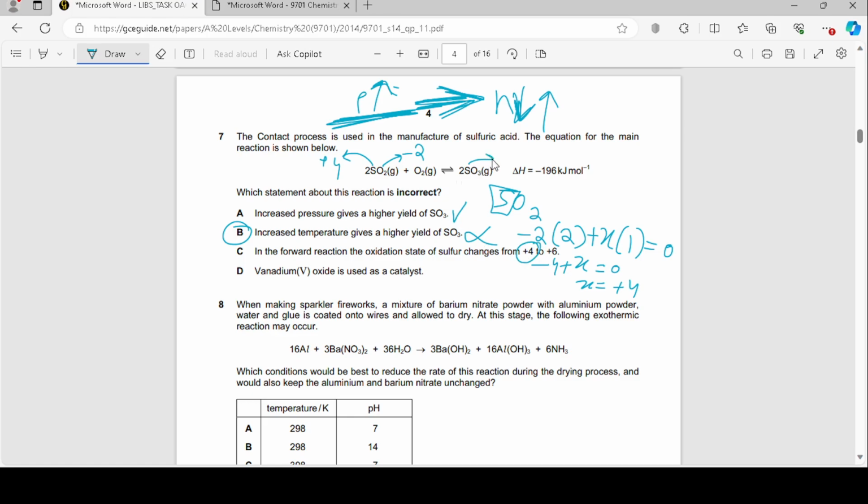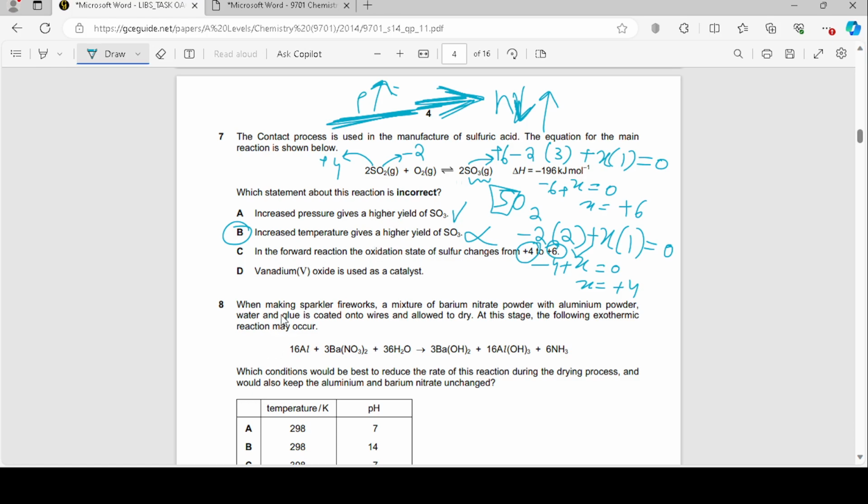As for SO3, I do the same procedure. So I have -2 times 3, because now I have 3 oxygen atoms, plus, again, I'm keeping sulfur as x times 1 equals 0, because there's no overall charge in SO3. And -6 plus x equals 0, and so x equals +6, right? Sulfur is +6 here, so that statement is also right. So in the forward reaction, the oxidation state of sulfur indeed changes from +4 to +6. So this is a correct statement, which means it's not the one we want because we want an incorrect statement.